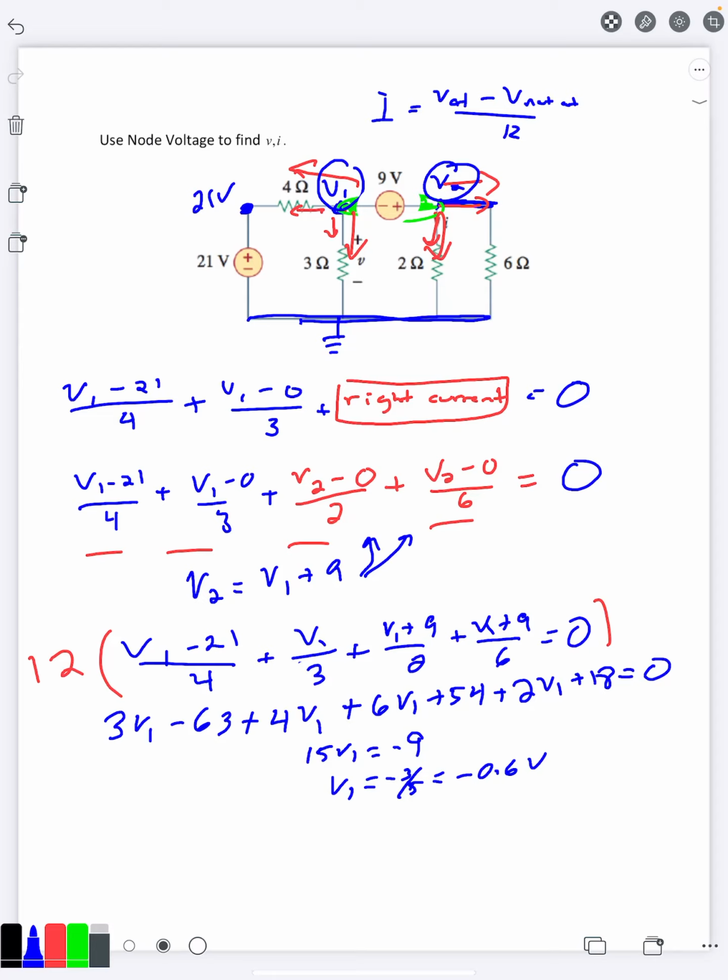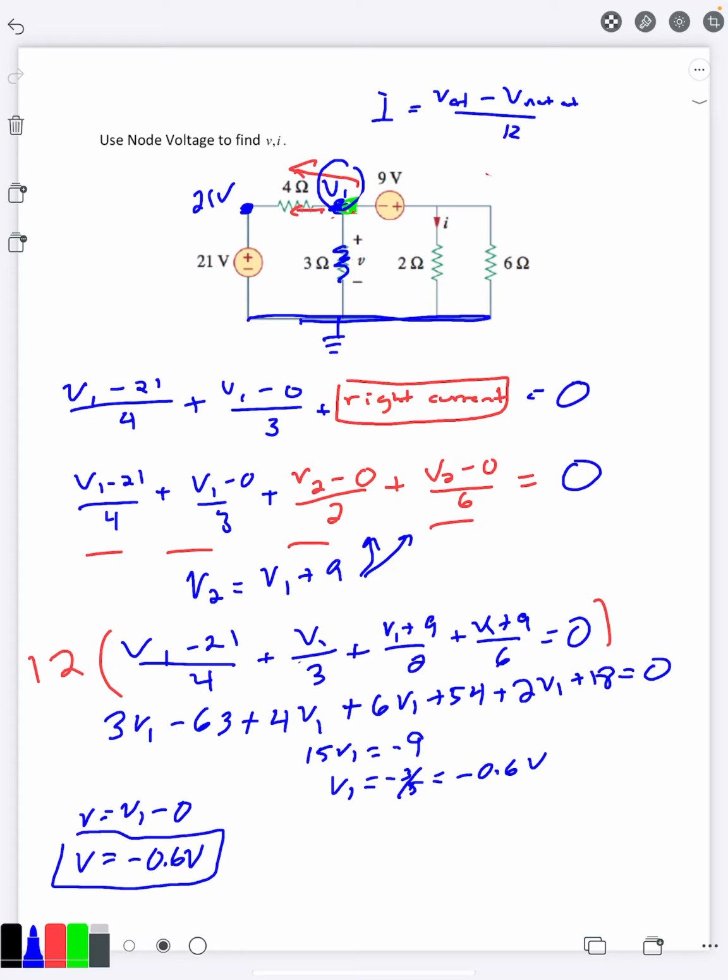Then we have to go back and figure out what we're actually looking for. So let me clean this up a little bit over here. We have our V1, and we're trying to find the voltage across this resistor. Well, V is going to be the voltage on the positive side minus the voltage on the negative side, which is 0 here. So V is going to be the same as V1, negative 0.6 volts.